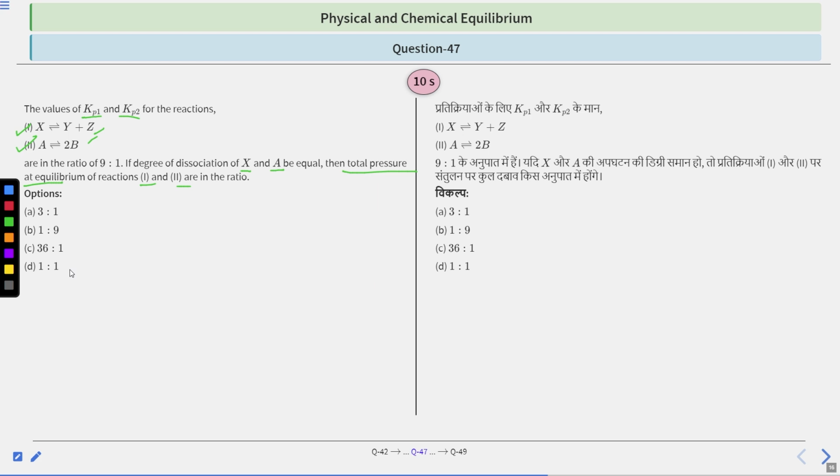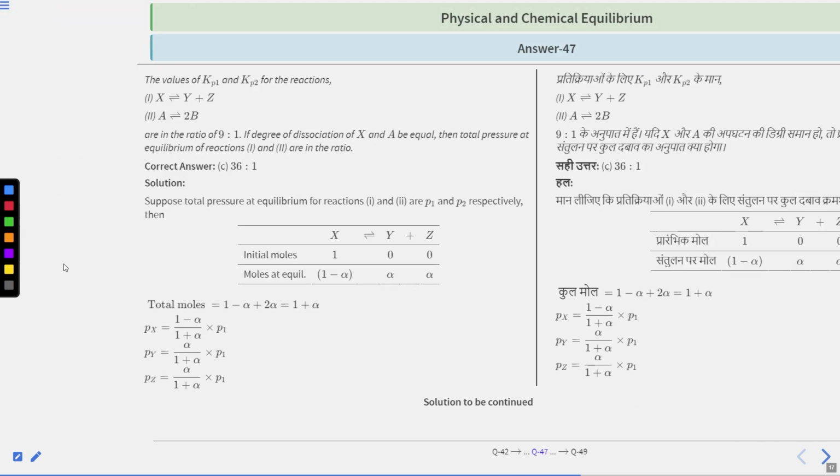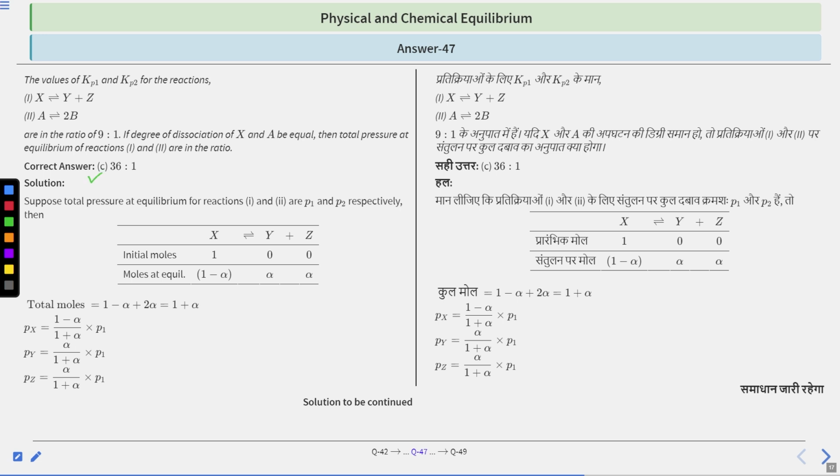You have 10 seconds to solve this question. After that, we will see what the answer is. Okay, so let's see. The correct answer is option C, that is 36:1. Now, let's suppose the total pressures at equilibrium for the first and second reactions are P1 and P2 respectively.